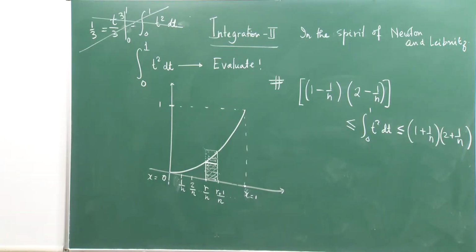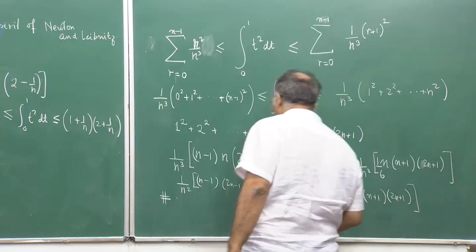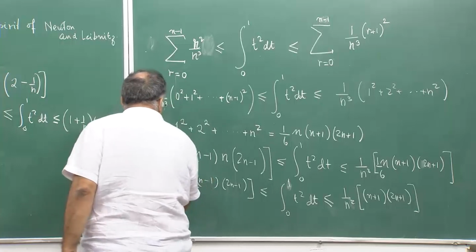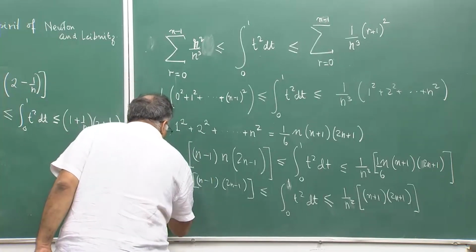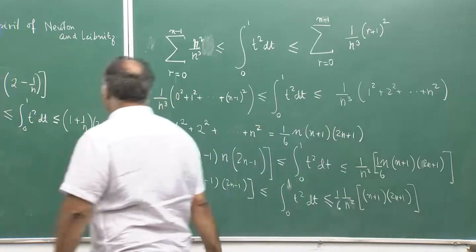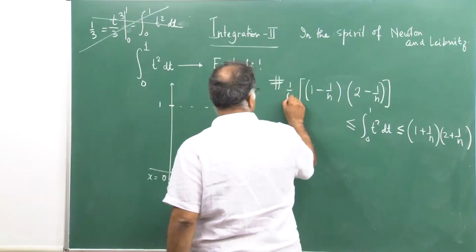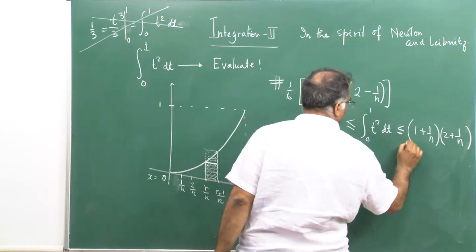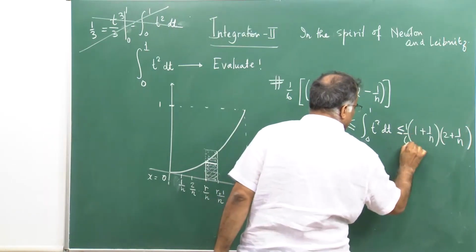So what we have missed is somewhere 1 by 6th here. So 1 by 6th has been missing. So I have to put 1 by 6th here. Just applying the formula, 1 by 6th. So here also it will be 1 by 6th. Here also I will have 1 by 6th.